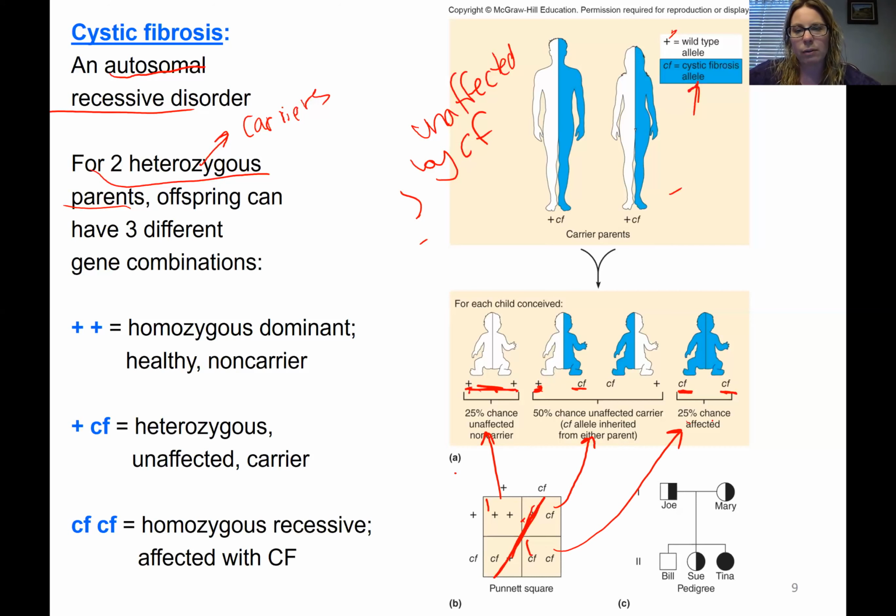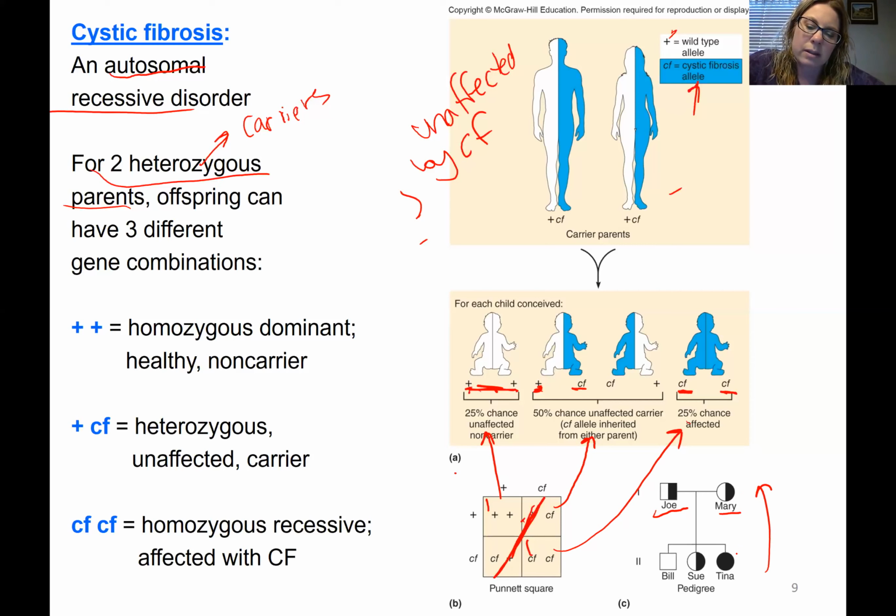Okay, now if we were to look at a pedigree, a pedigree would be looking at a heterozygous carrier, and then you would be looking back at the children that they had. So this would be later on. Maybe these would be the grandparents or something like that. So this isn't a prediction, this is looking back.